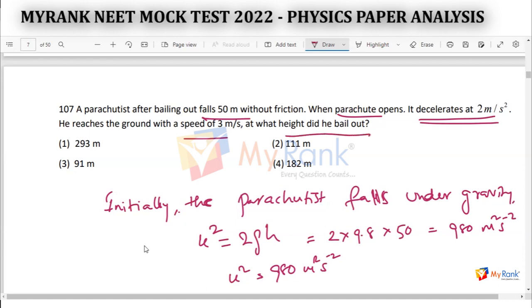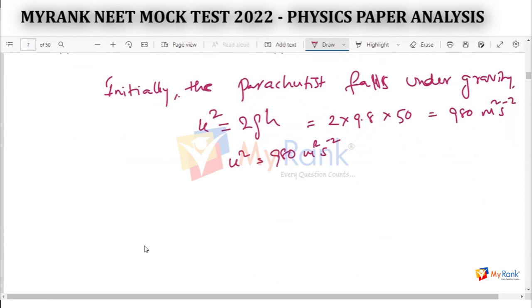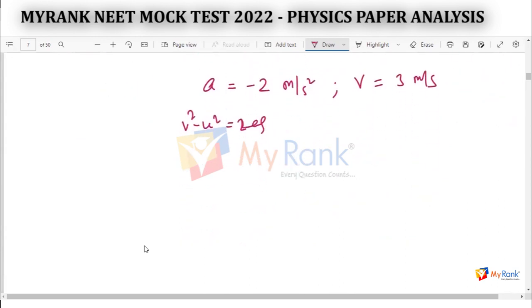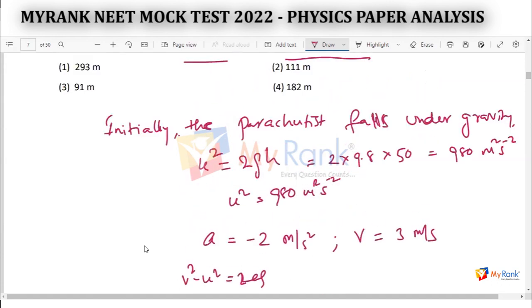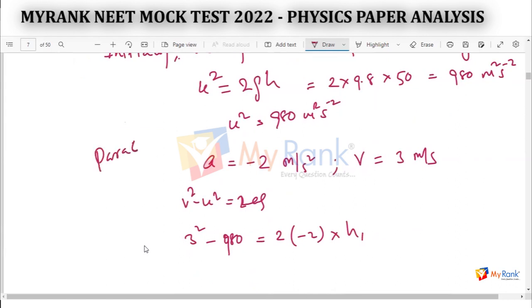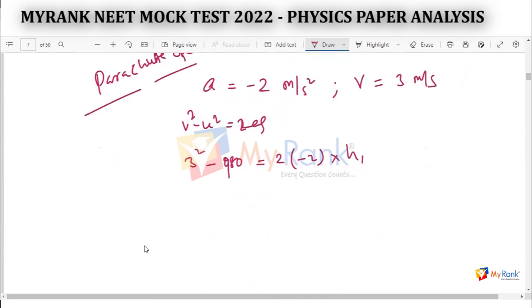At what height did he bail out? So from what height is he falling? Total height is what is asked, students. Acceleration, let me write, it is a deceleration. So minus 2 meters per second square. And velocity, with which he is falling, is 3 meters per second. So if I take v square minus u square is equal to 2as. V square is 3 square, minus u square, u square is 980, students, equals 2 times a, which is minus 2, times s, which is h. This is the case when the parachute opens. In that case, we are discussing now.